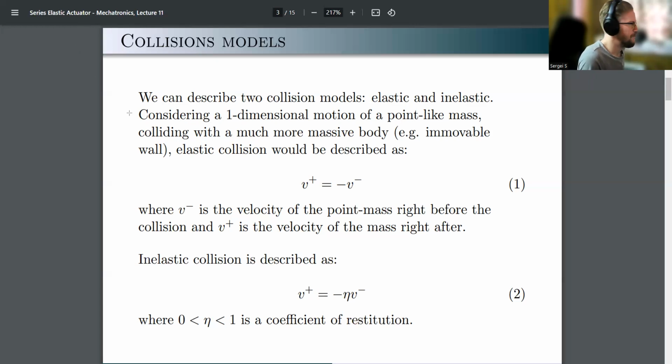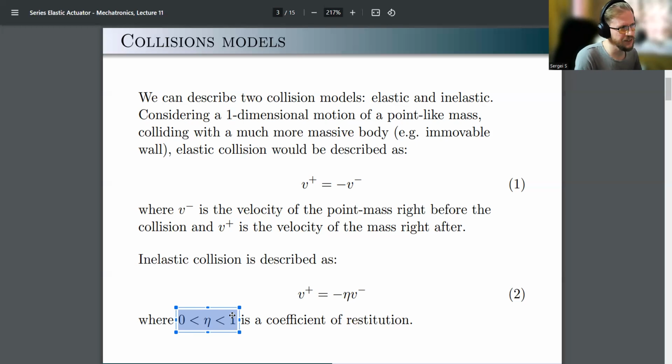But all right. Now, inelastic collision can be modeled very similarly. We say velocity after the collision is equal to the velocity before the collision with a minus sign, but additionally we multiply it by a coefficient. We call it the coefficient of restitution, right? Coefficient of restitution. This coefficient is usually between 0 and 1.